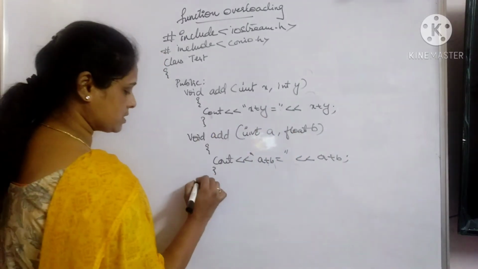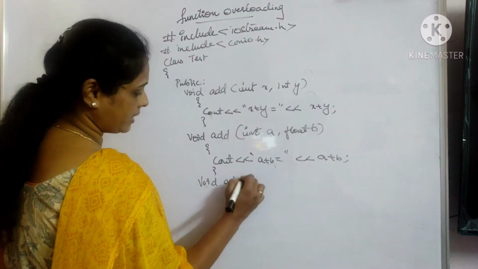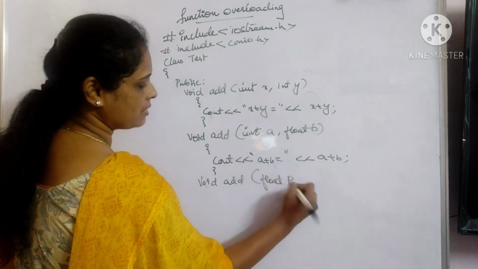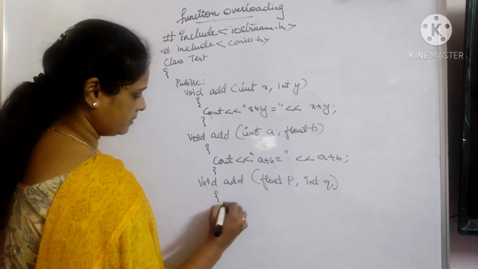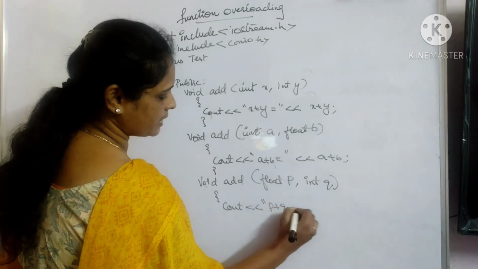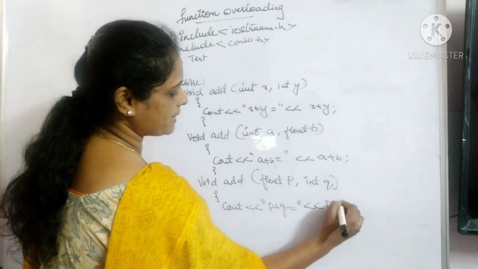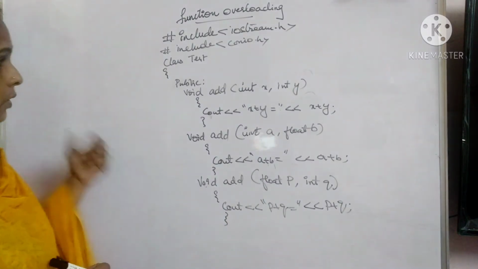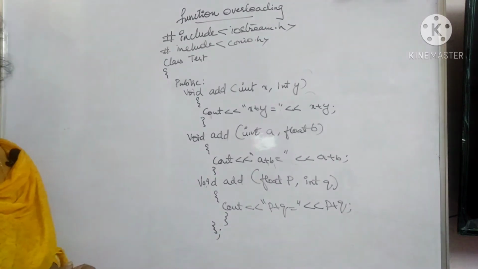We'll write one more function. That is void add again. This time I'll use float p comma int q. Then cout p plus q is equal to, p plus q. Then finally stop. Now we have stopped here. The class is ended here.